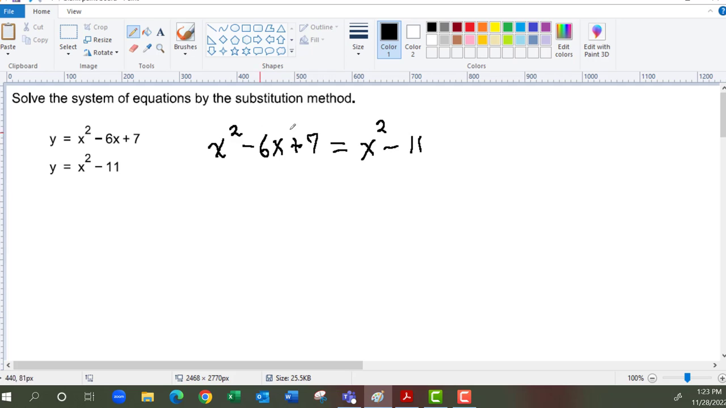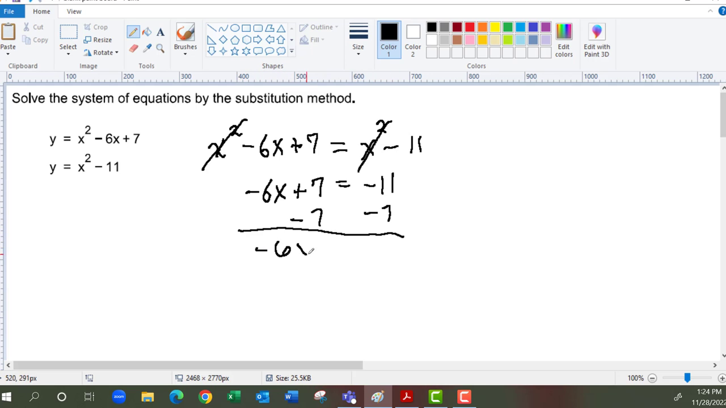Notice that the term x squared is identical on both sides, so when you go to subtract that from both sides, it's going to be eliminated. So we end up with a linear equation, negative 6x plus 7 equals negative 11. That exponent of 1 there means there's only going to be one answer. Subtract the 7 from both sides.